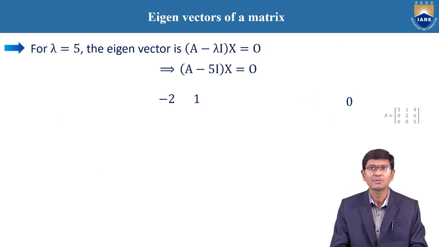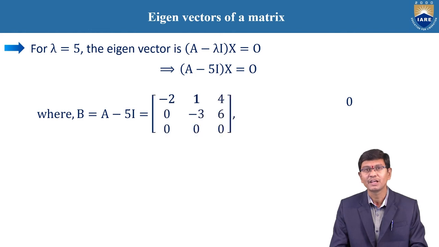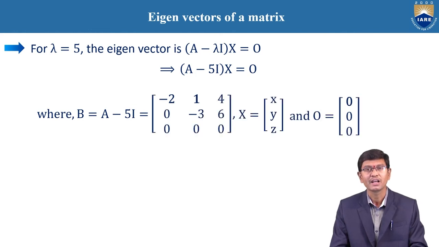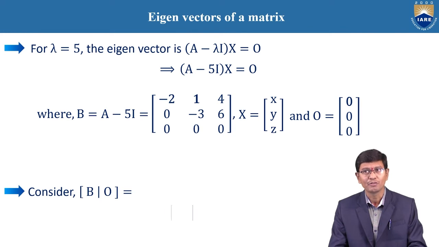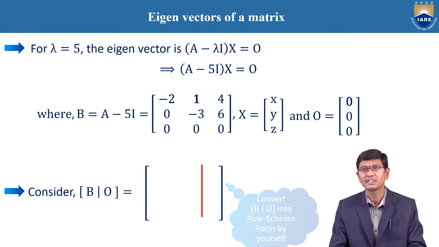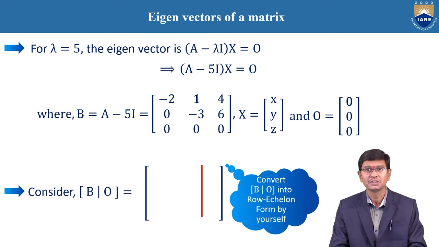Now we are going to find the eigenvector corresponding to the next eigenvalue. Here also, for example, lambda is equal to 5, the corresponding eigenvector is found with the help of the characteristic equation A minus lambda I times x is equal to 0. Here also A minus 5I times x is equal to 0. Therefore, the augmented matrix is minus 2, 1, 4, 0, 2, 0, minus 3, 6, 0, 0, 0, 0.